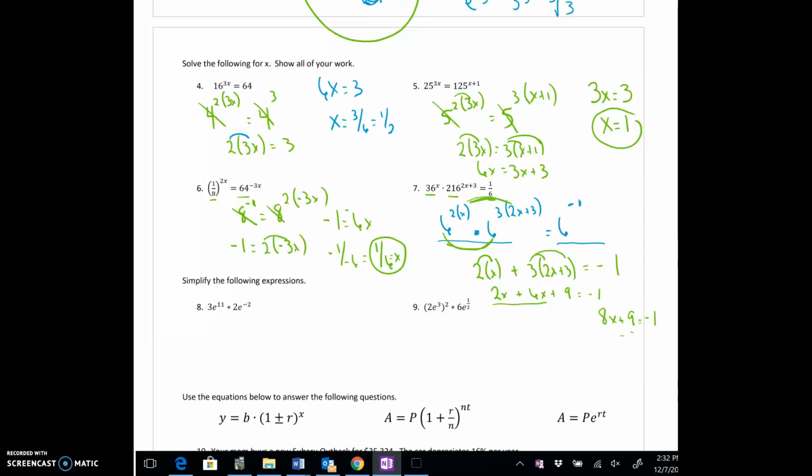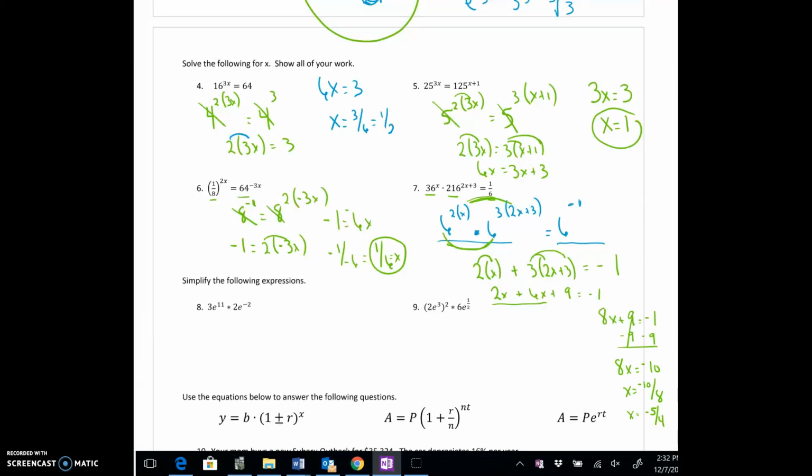And now to solve for x, I'm going to start moving stuff over. I'll subtract 9 first. That gives me 8x equals -10. And now I'll divide, and you can write your answer a bunch of different ways. You can write it as -10/8. You can simplify it. You can take a 2 out and make it -5/4.